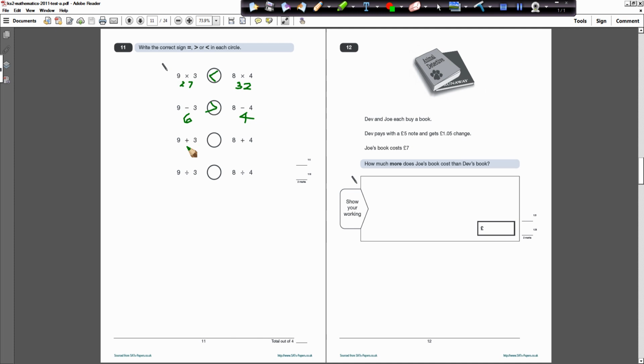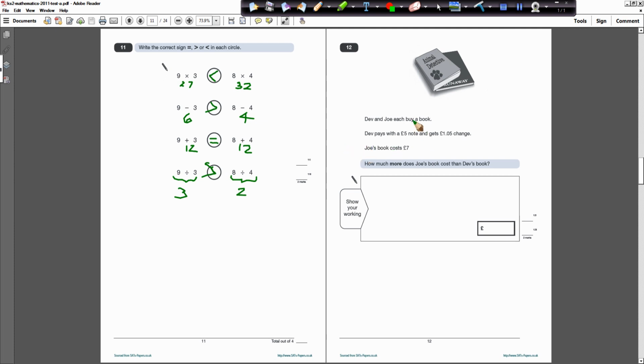So 9 add 3 is 12. 8 add 4 is 12. So they both are equal. So 9 divided by 3 is 3, and 8 divided by 4 is 2. So 3 is bigger. Yeah. Done.